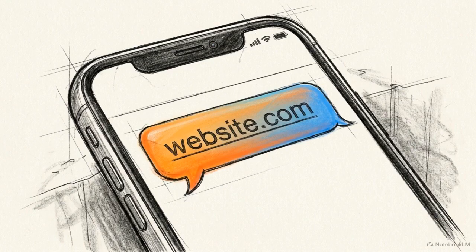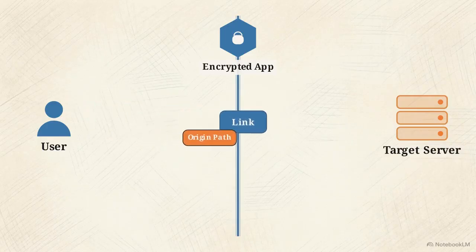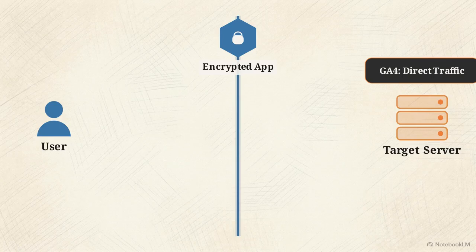Let's trace what happens when you send out a standard untagged website URL, a naked link, through an SMS blast or a WhatsApp message. This diagram shows a user clicking that link. Notice how the encrypted messaging app intentionally blocks and destroys the origin path data to protect user privacy before it ever reaches the target server.